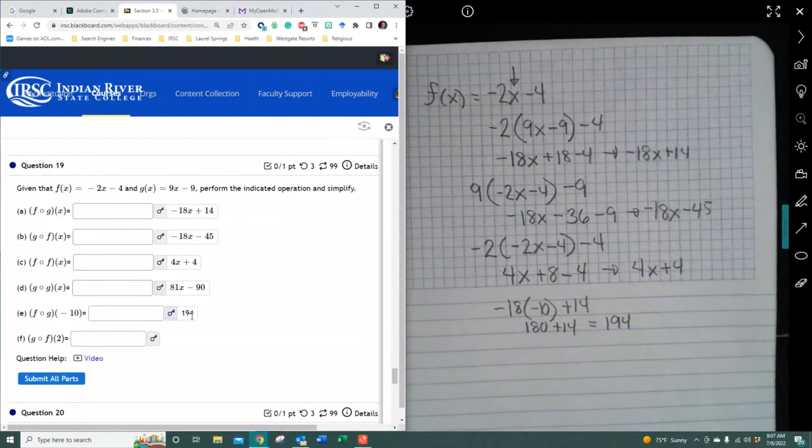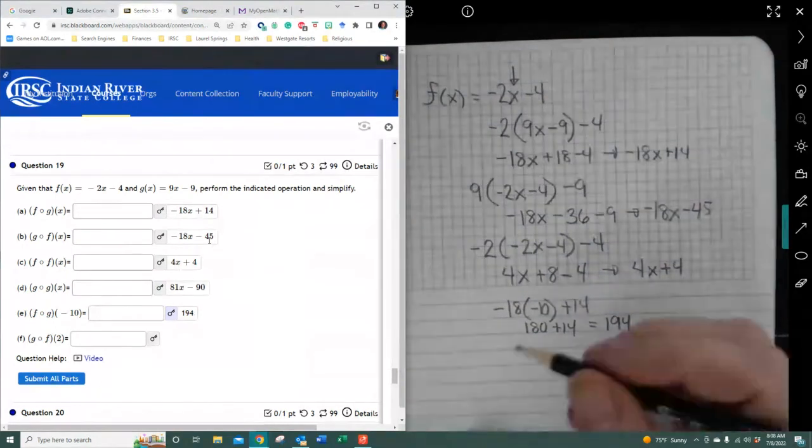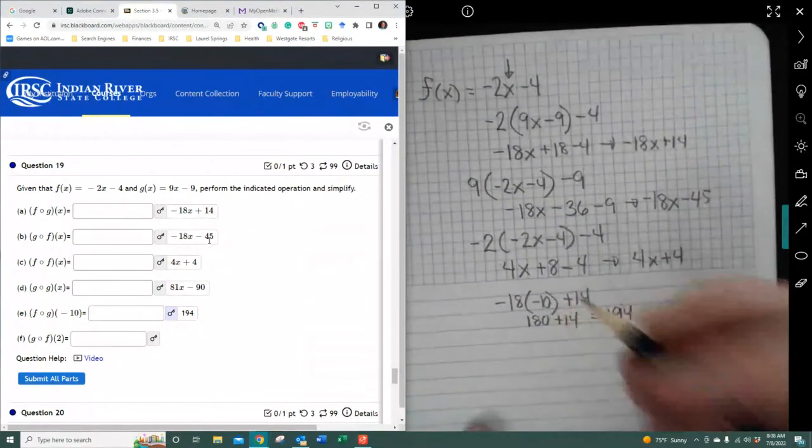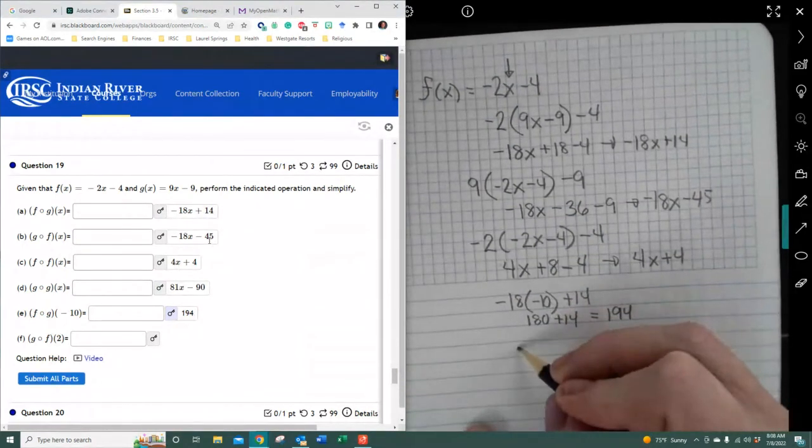Okay, 194. So all you're doing is inserting this into the equation we already came up with. So we already came up with f of g and g of f. All right. Put 2 into the function of g of f. G of f. All right.